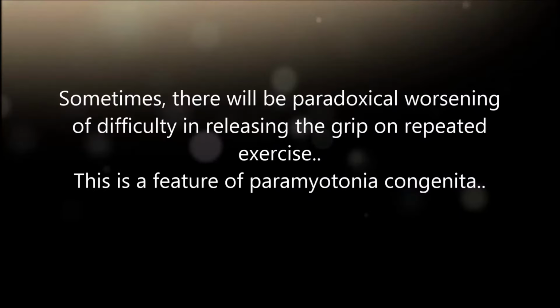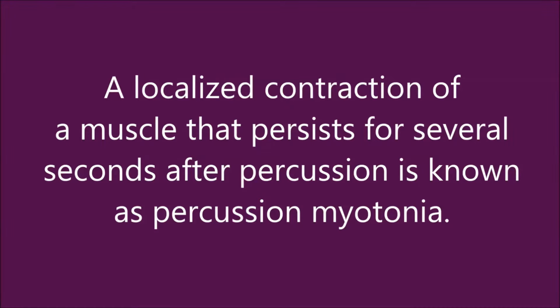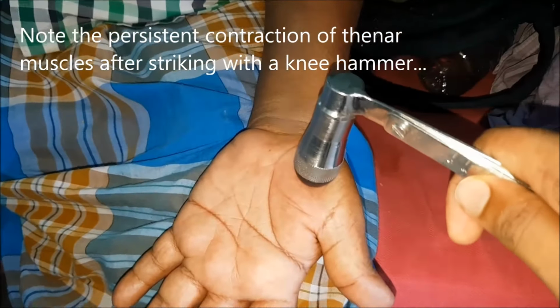Sometimes, there will be paradoxical worsening of difficulty in releasing the grip on repeated exercise. This is a feature of paramyotonia congenita. 3. Demonstration of percussion myotonia. A localized contraction of the muscle that persists for several seconds after percussion is known as percussion myotonia.